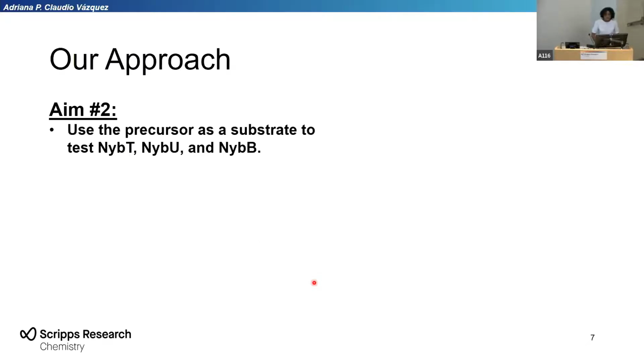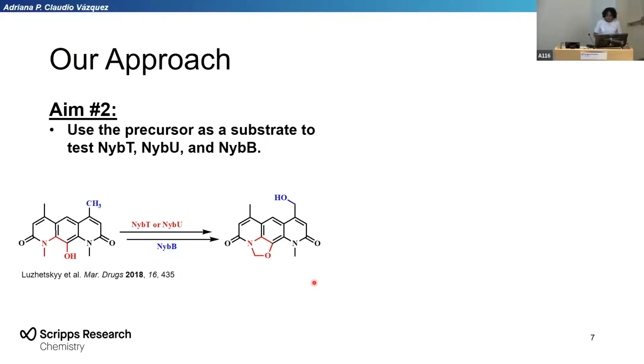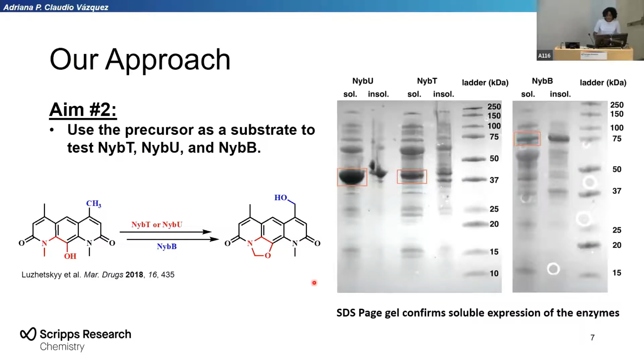After this, my second aim was to use this precursor as a substrate to test the enzymes. Previously, Renata was able to confirm by SDS-PAGE gel that these enzymes are solubly expressed, which lets us know that they can be used for subsequent biochemical work, which means we can actually use these enzymes for experiments to try to make vancomycin.